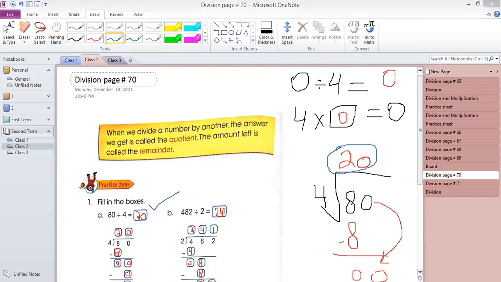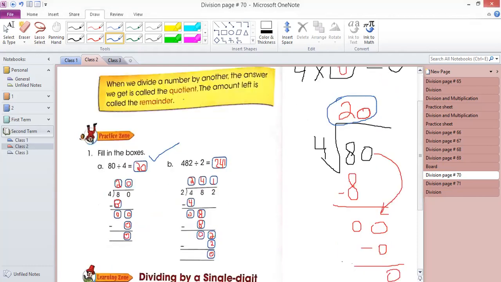Very good. So right here, 4 twos are 8, then 8 minus 8, 0, this 0 down, 4 zeros are 0 and 0 minus 0, 0.